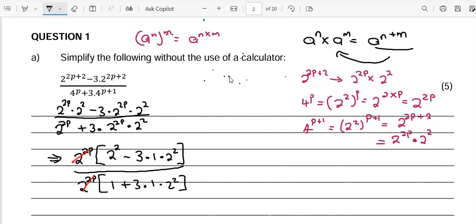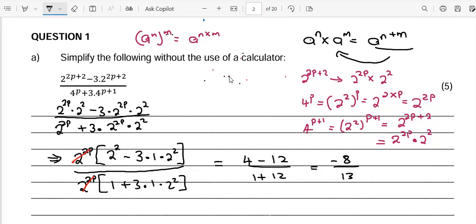Now we can write the top. If we work the top part, we know that it is going to be 2 to the power 2 minus 3 times 2 to the power 2. We can write this as 4 minus 3 times 4, which is 12. So it's going to be 4 minus 12 all over 1 plus 3 times 4, which again is 12. So it's 1 plus 12. The top part will be minus 8 and the bottom part will be 13, because 1 plus 12 is 13. So this is your final answer.